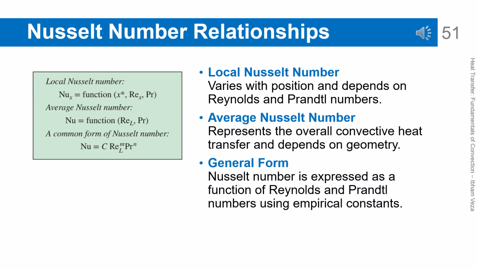The average Nusselt number represents the overall heat transfer performance of a surface. In general, the Nusselt number is expressed as a function of the Reynolds and Prandtl numbers. These relationships are usually obtained from experiments or numerical solutions. Such correlations are very important for practical engineering calculations.